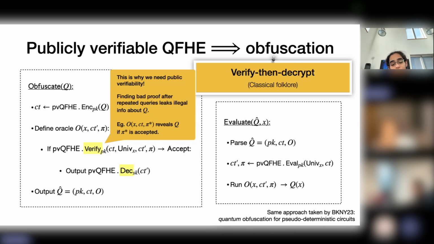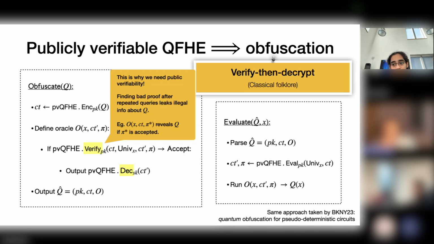So it has access to the verification oracle. Then you can imagine it comes up with this bad proof that accepts. In the extreme setting, maybe it comes up with a proof pi star that accepts when the ciphertext CT prime is actually the original ciphertext CT itself. Then when it feeds that proof to the oracle O, what it's going to get is a decryption of CT, which is just Q in the clear. That's like completely killing the obfuscation scheme.